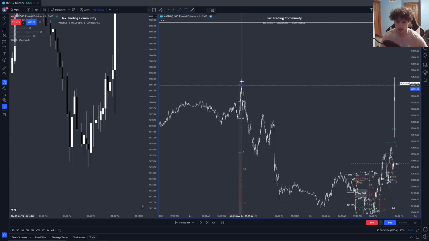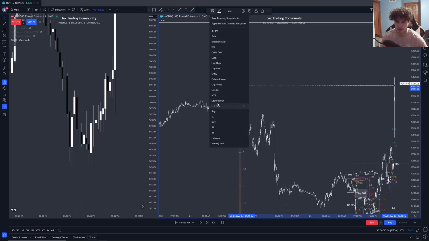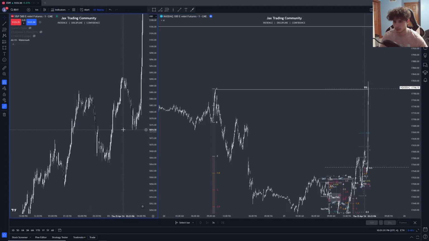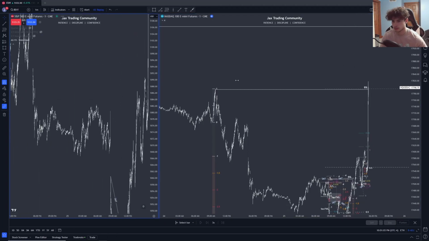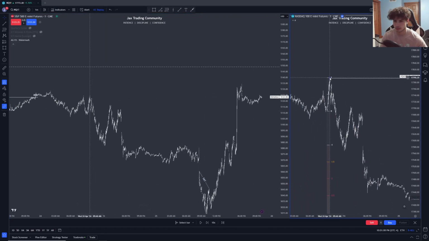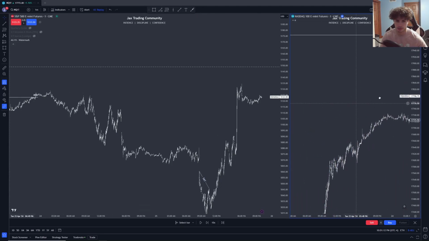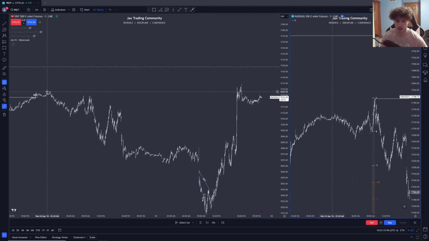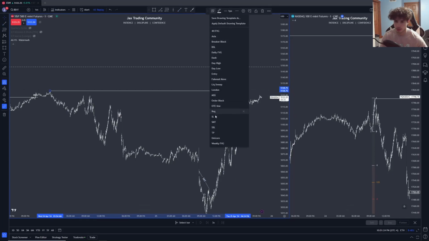So now let's see if ES has taken out this high. So ES also did take out this high. It actually took out the previous high that an SMT was created on. So that is good, right? So now we may see some more structure.